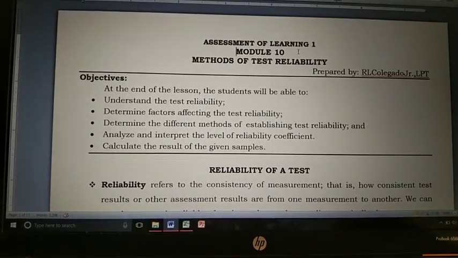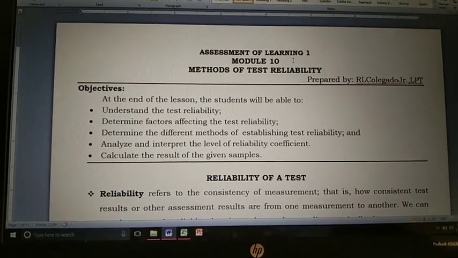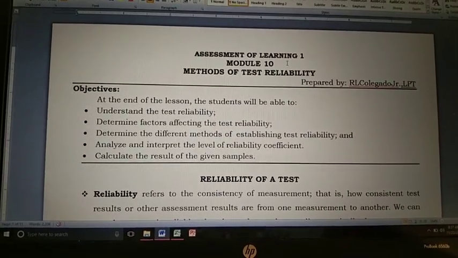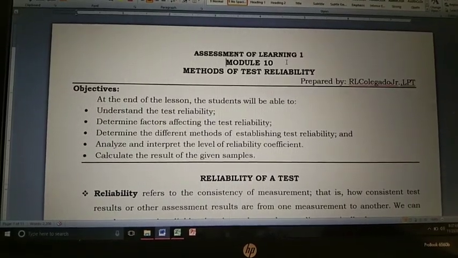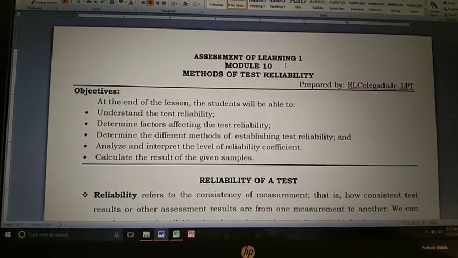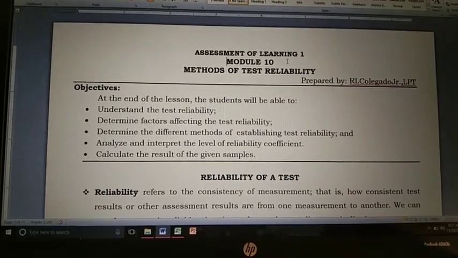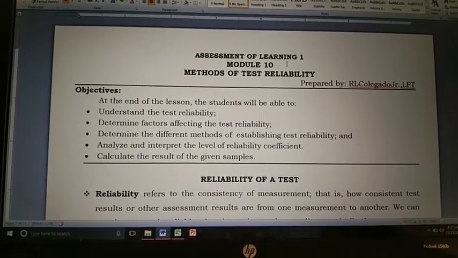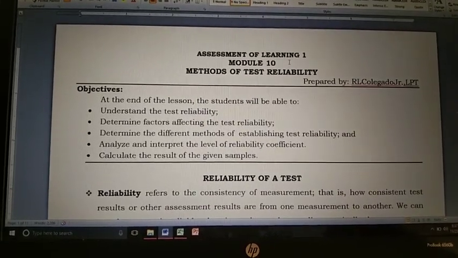So before we start our lesson, let me read to you our objectives in this lesson. At the end of the lesson, you will be able to: understand test reliability, determine factors affecting test reliability, determine the different methods of establishing test reliability, and analyze and interpret the level of reliability coefficients. And lastly, you will be able to calculate the results of the given samples.